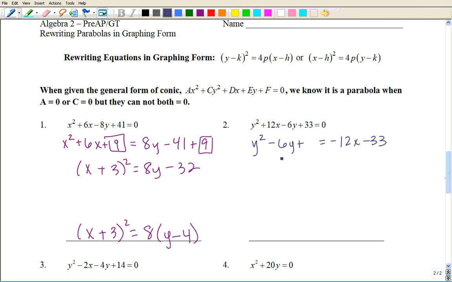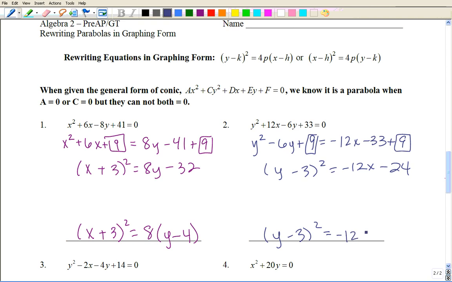So I have plus negative 6 divided by 2 squared is 9. Whatever I add to one side, I have to add to the other. So this factors into y minus 3 squared equals, now I have negative 12x minus, that's 24. So then finally I have to just take out the 4p for the right-hand side, so I have y minus 3 squared equals negative 12 times x plus 2. Have you got the hang of it yet? Let's look at a couple more examples.